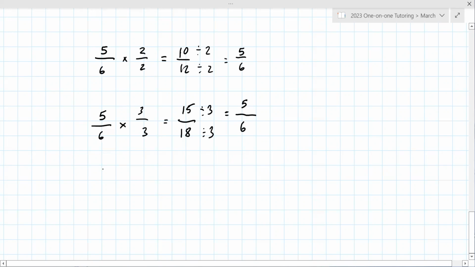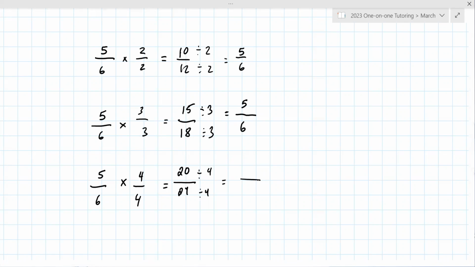Okay. Now let's do the same thing here one more time. Let's say we take 5/6 and we multiply it by 4/4. Can you tell me what goes in the numerator? Okay, so 20/24. And then what if we divide both of these by 4? What does that become? That becomes 5/6.